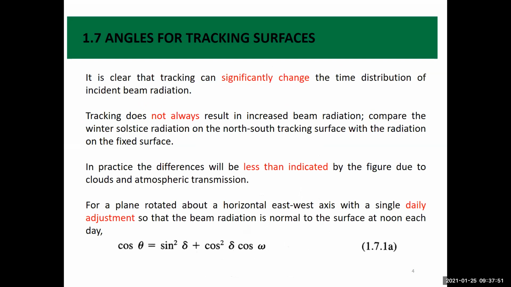So tracking can significantly change the time duration of the incident beam radiation. You are following the sun and you are getting the maximum amount of energy at all times. But depending on your application, we have seen in the figure that you can get better results in one season, but lower results in another season. And then it depends on your application.